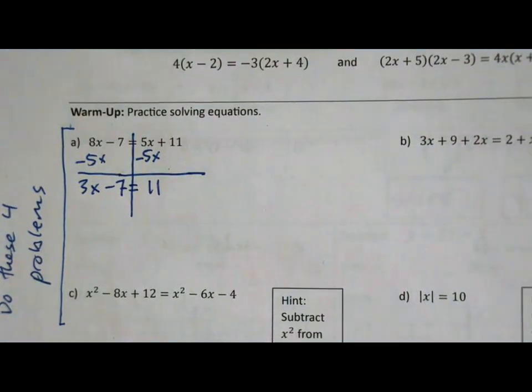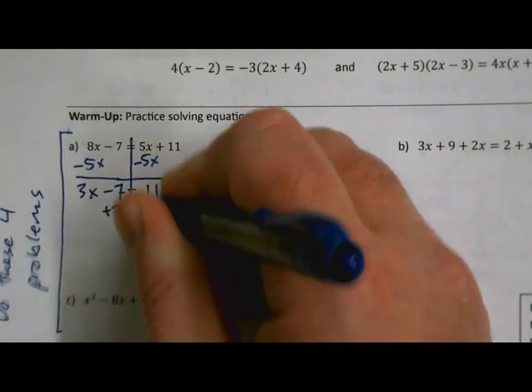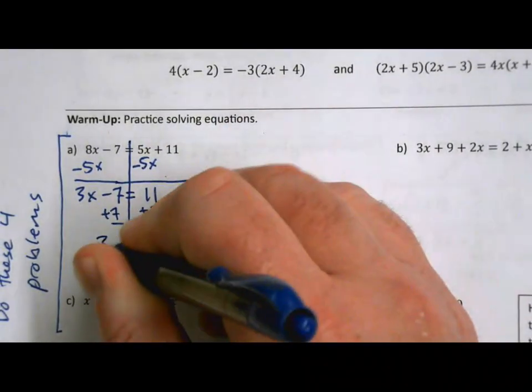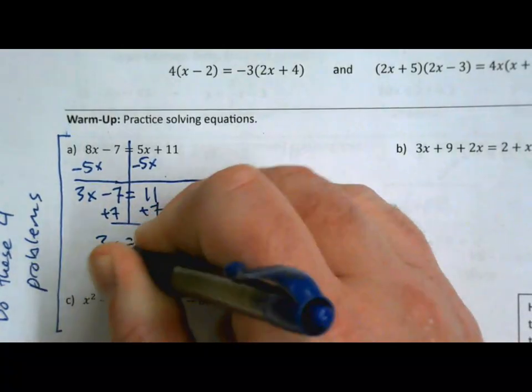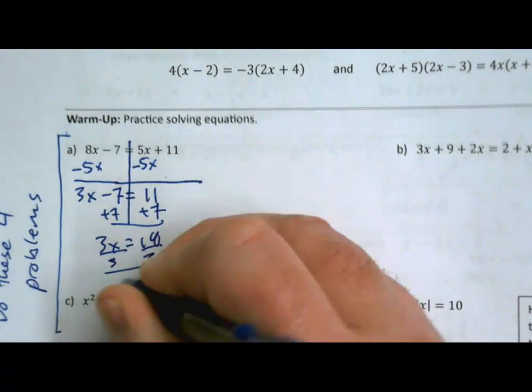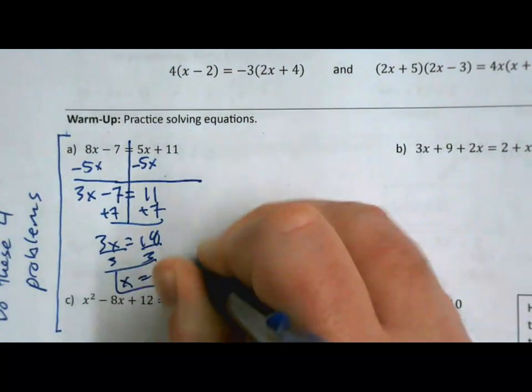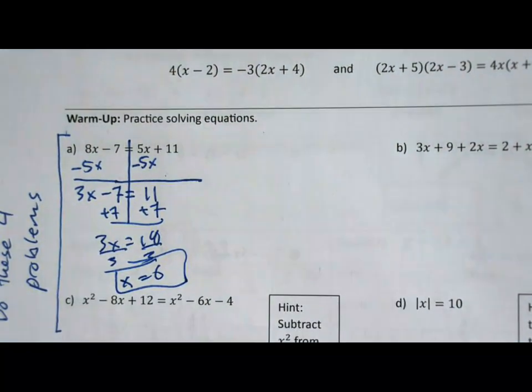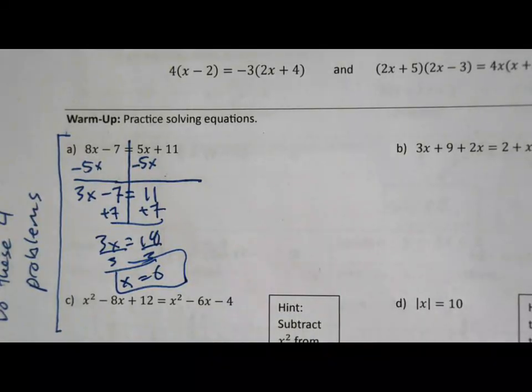It's a simple 2-step process. We'll add 7 to both sides to get 3x equals 18. We'll divide by 3 on both sides to get x equals 6. All right, were you guys able to get 6 for that one? Woohoo! All right, let's look at this next one.